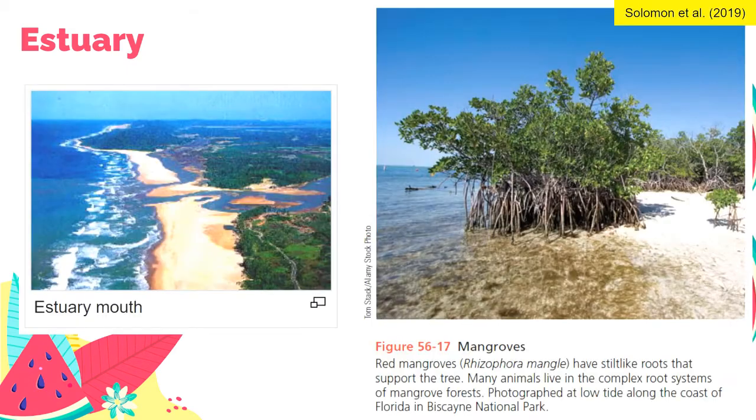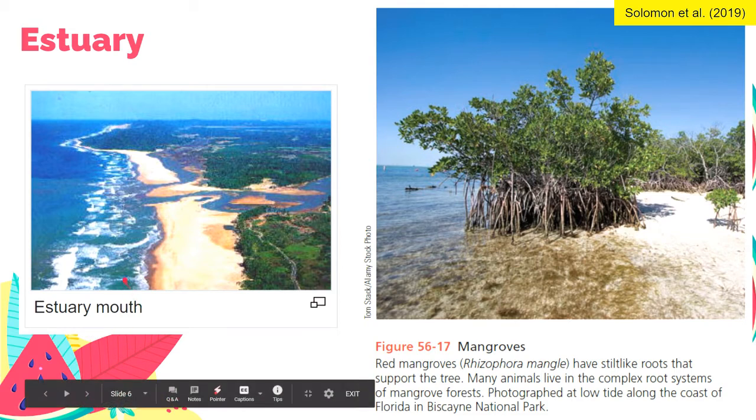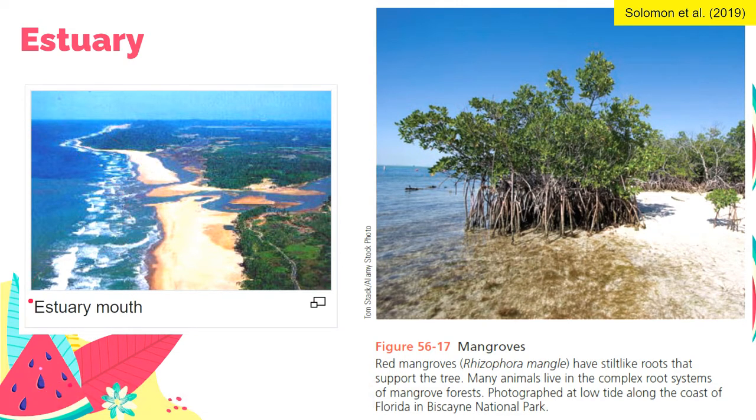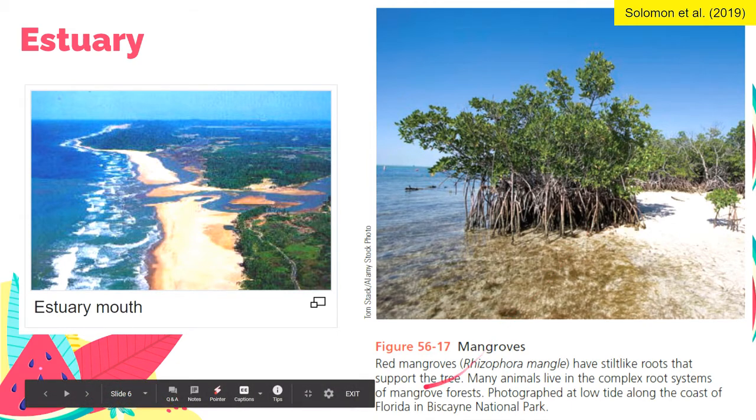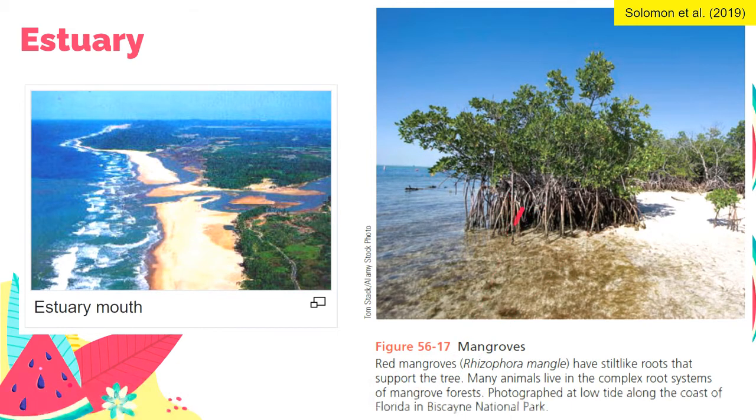sea. So these are images about estuaries. You have the estuary mouth. As you can see here, a river that opens up into the sea. These are examples of those macroflora that can grow in estuarine waters. Mangroves, red mangroves. They have stilt-like, very tall roots that can support the trees, and animals live in the complex root systems of these mangrove forests. This one is found in Florida's Biscayne National Park.